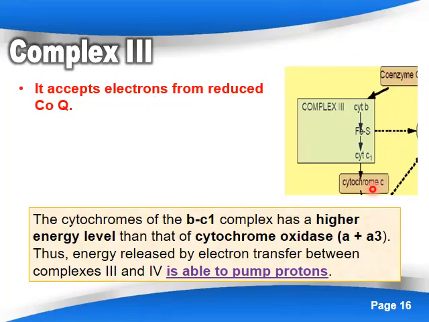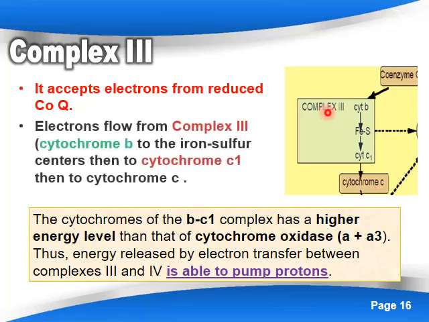Complex 4 is accepting electrons. Complex 3 transfers electrons from CoQ to cytochrome C, passing through the prosthetic groups cytochrome B, iron sulfur protein, and cytochrome C1. These are the prosthetic groups of complex 3, passing electrons from coenzyme Q to cytochrome C. This is called reduction of cytochrome C. We sometimes call this complex 3 or cytochrome C oxidoreductase. So it passes to cytochrome C and then to another complex, which is complex 4.